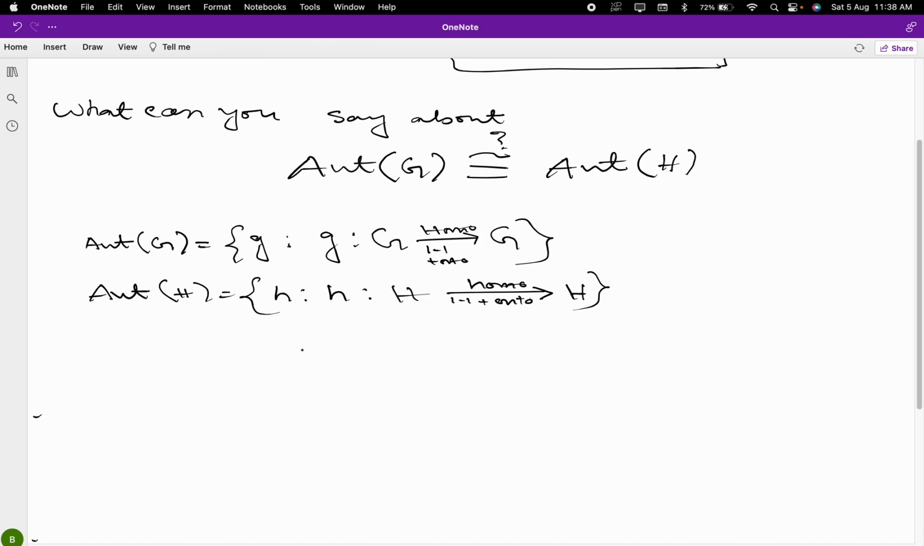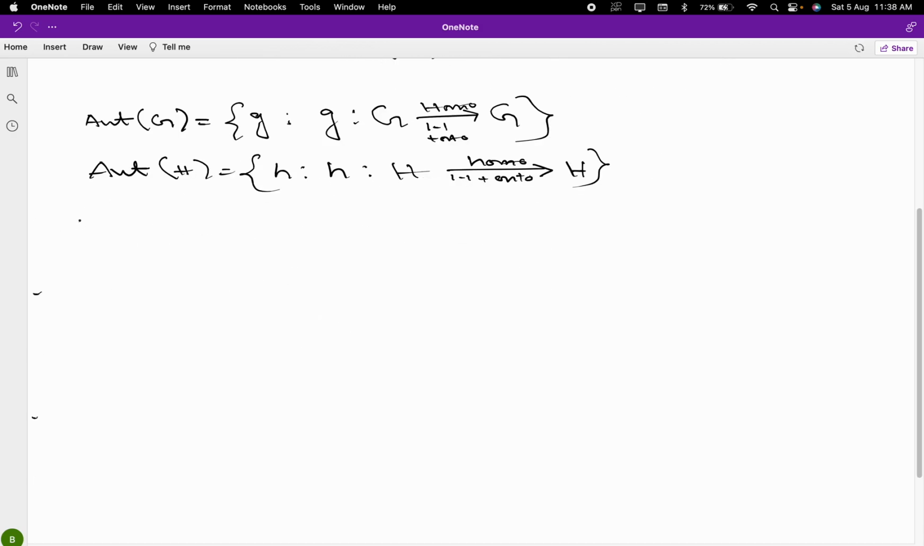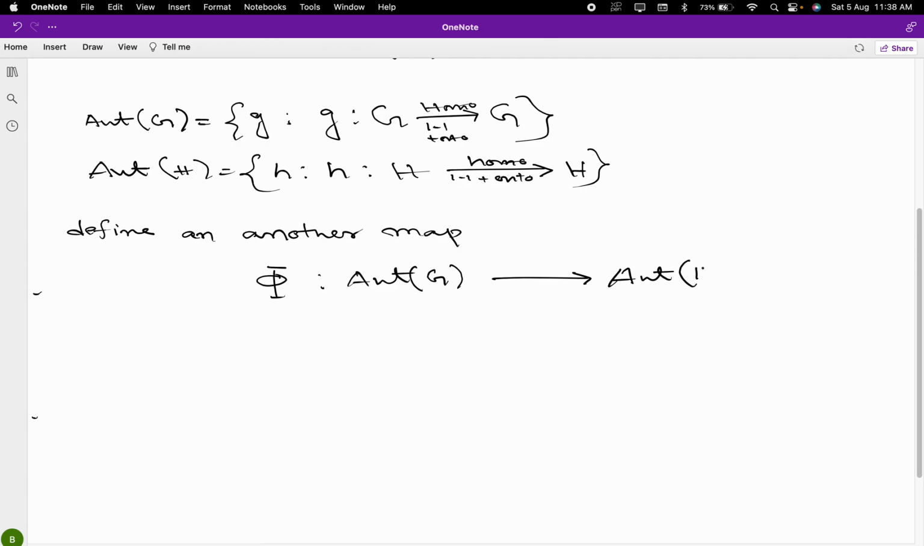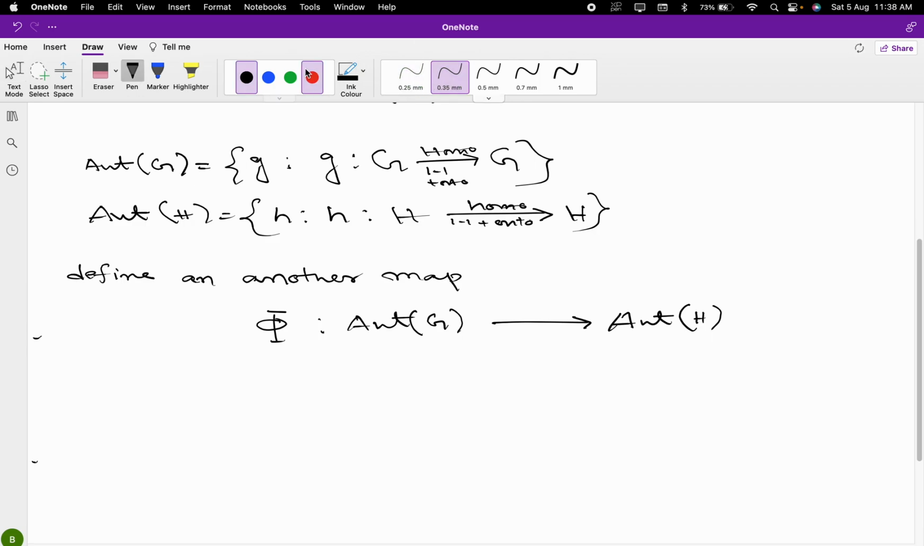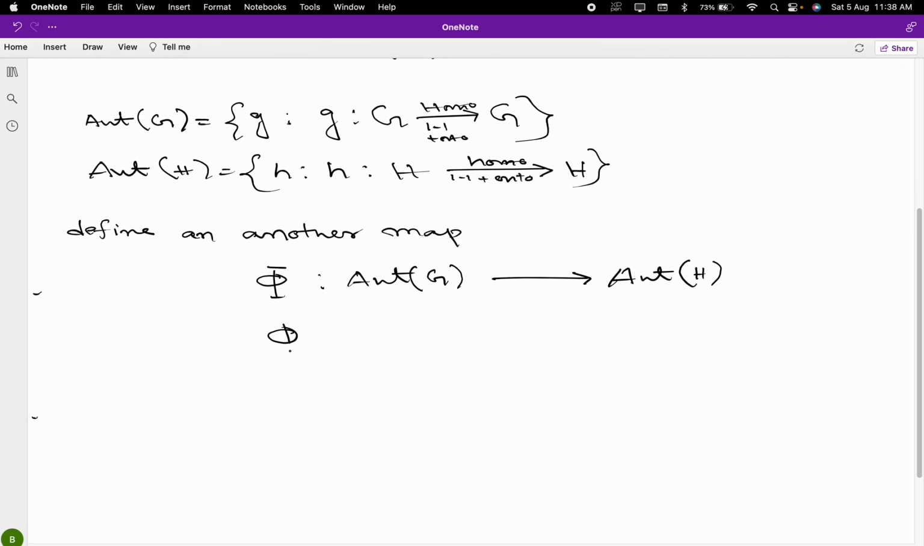Okay, so I will define another map. This is called capital phi, from automorphism of G to automorphism of H. How will I define it? I will define phi at any sigma, an element of automorphism of G. It goes to f sigma f inverse. This is what I am defining.